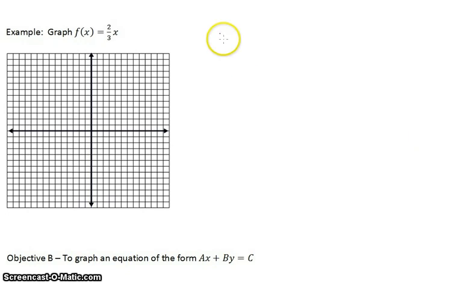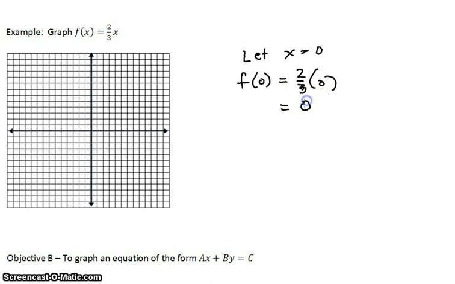Now we have something that's a little bit different. It doesn't have this number at the end. So we have just this linear function without a number at the end. So I'm still going to just pick a 0 and see what happens. So I'm going to plug in 0 and see what happens. 2/3 times 0. Well, what I'm left with is 0. So my first point is 0, 0. So the first point is actually the origin. So this line goes through the origin.